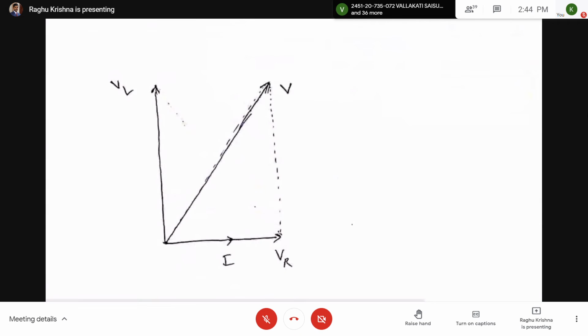So here, if you want the phasor diagram, as the current is same in all the components, that means R, L, and C, current is taken as reference. VR will be in phase with the current. Next, VL. VL leads the current. As current lags the voltage in an inductor, voltage leads the current. So VL is drawn. Next, if you add VL and VR, you are going to get the supply voltage.